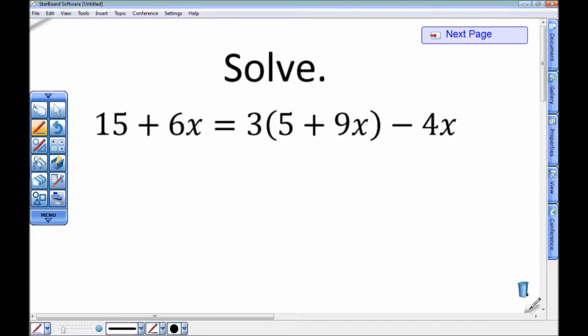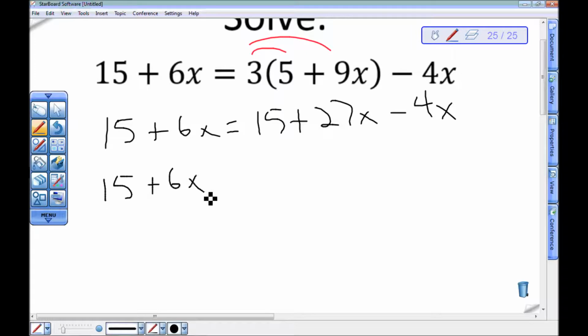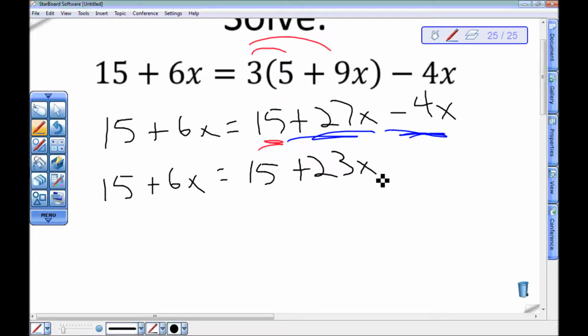Okay. This last one is trickier than the other two because now that you know about the other two, you're going to want to use that hammer that I just handed you to hammer every problem that looks weird. This one, in fact, isn't weird. So let's see. I've got 15 plus 6x equals, need to distribute over here. 3 times 5 is 15. 3 times 9x is 27x minus 4x. Okay, can't do anything else over here. 15 plus 6x equals, over here I've got a 15, so I'll keep it. And then I've got a plus 27x, a minus 4x. 27 minus 4 is 23, so plus 23x.